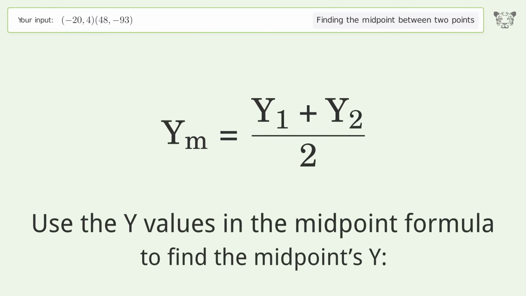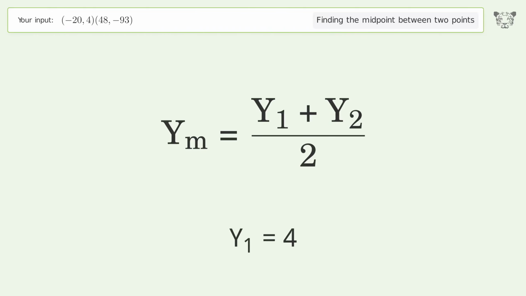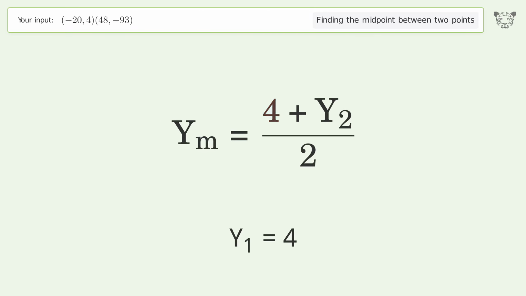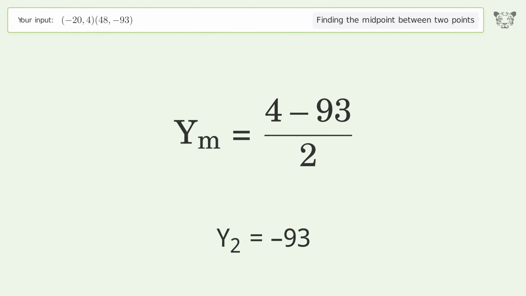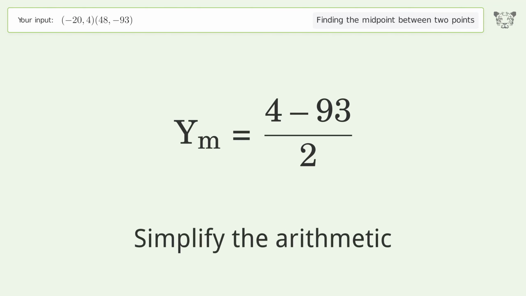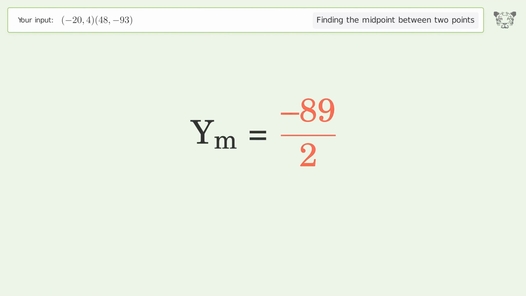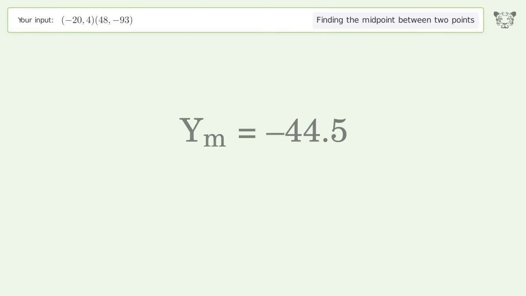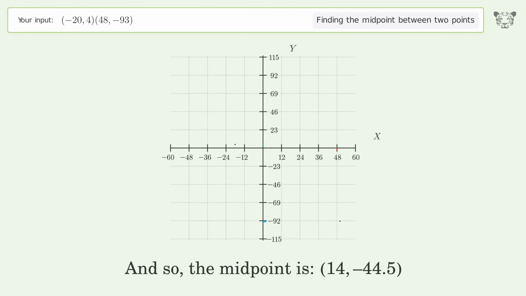Use the y values in the midpoint formula to find the midpoint's y. y1 equals 4. y2 equals negative 93. Simplify the arithmetic. And so, the midpoint is 14, negative 44.5.